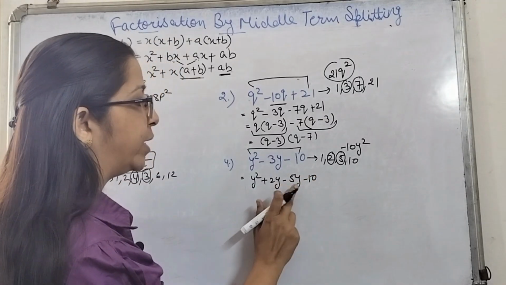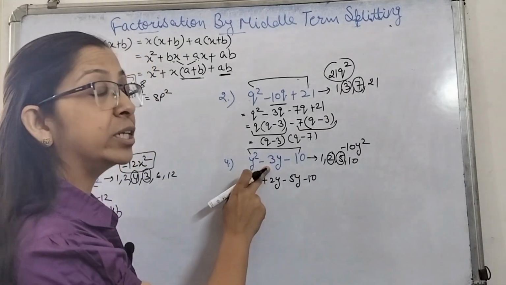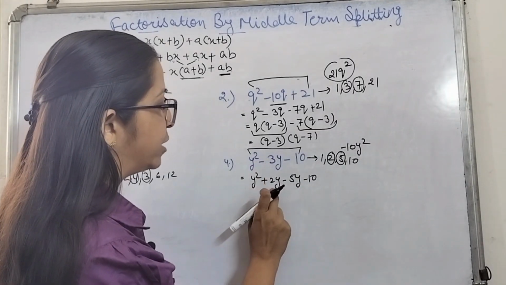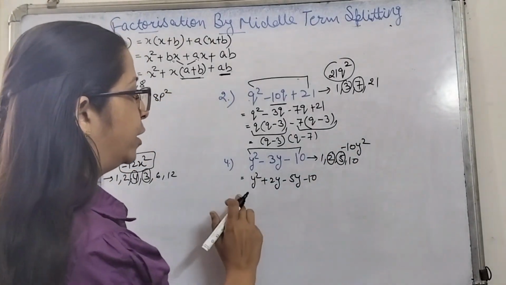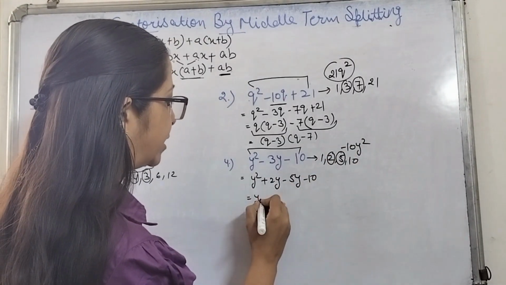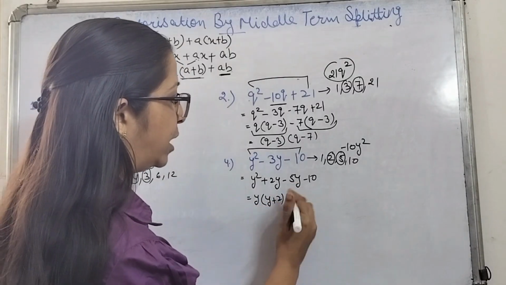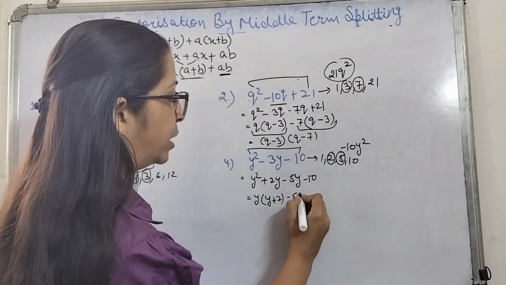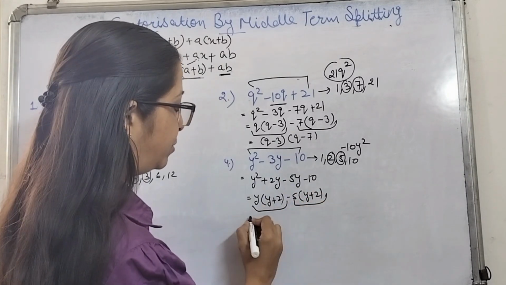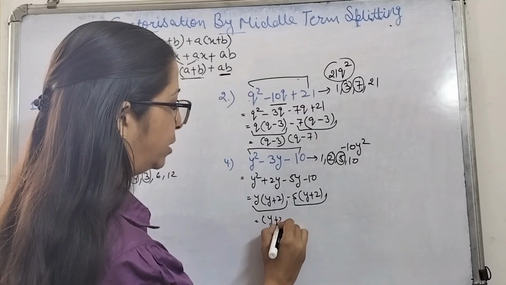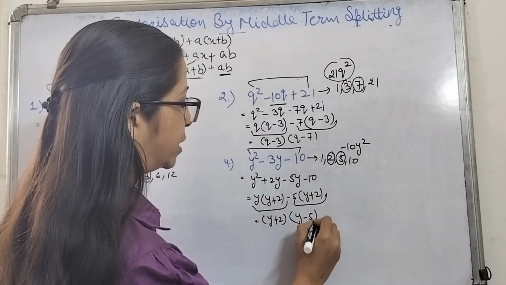If we add 2y and minus 5y, the sum of these two terms will be minus 3y. And if we multiply these two terms, the product will be minus 10y square. Now from the first two terms, we will be taking y common, and y plus 2 is the remaining one. From the last two terms, minus 5 could be taken common and it will be y plus 2. Y plus 2 is common in both terms. So y plus 2 could be taken common, and the remaining from here will be y, and from this term it will be minus 5.